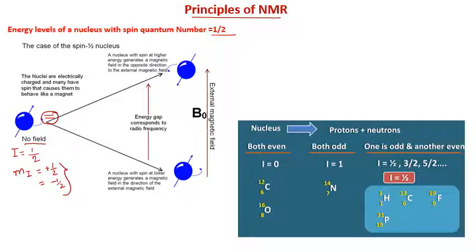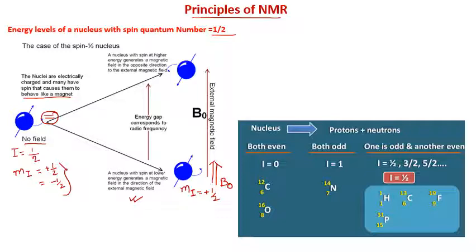Now you can see that this is the nucleus. It is electrically charged, and because it has an intrinsic spin value, it behaves like a magnet. So when the magnetic field is applied, you can see that these two energy levels are split into different energy levels. They are not degenerate anymore. One of the energy levels is where the direction of the spin is aligned with the external magnetic field. The magnetic field is applied in the upward direction. This is the direction of the magnetic field B naught. So this spin, Mi equal to plus 1 by 2, is the energy level aligned to the magnetic field.